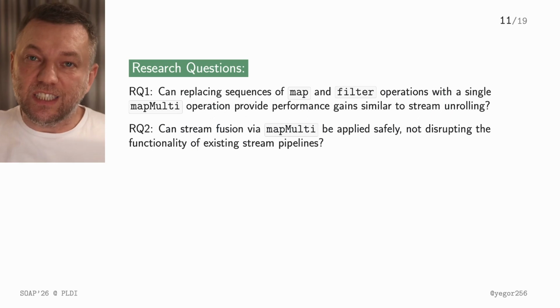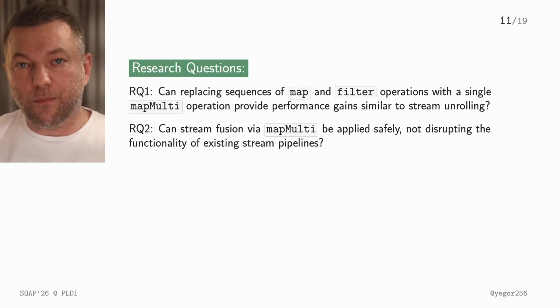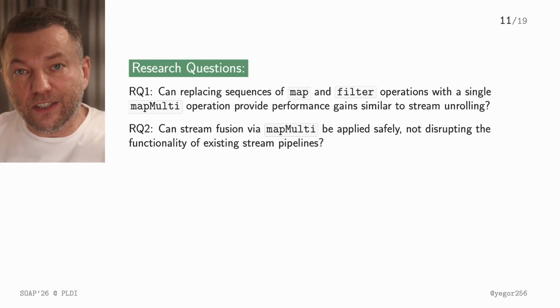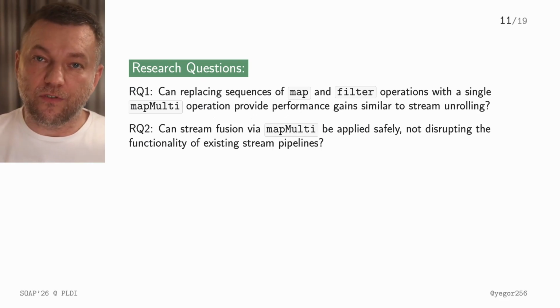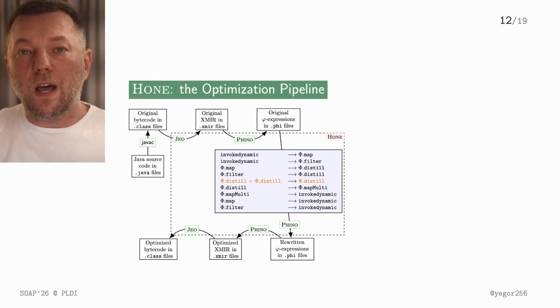Can we take existing stream pipelines, join these operations together, fuse them, like reduce the size of their pipelines, and still have the code which has no bugs and still runs as it was running before? To answer these questions, we build our own optimization pipeline.